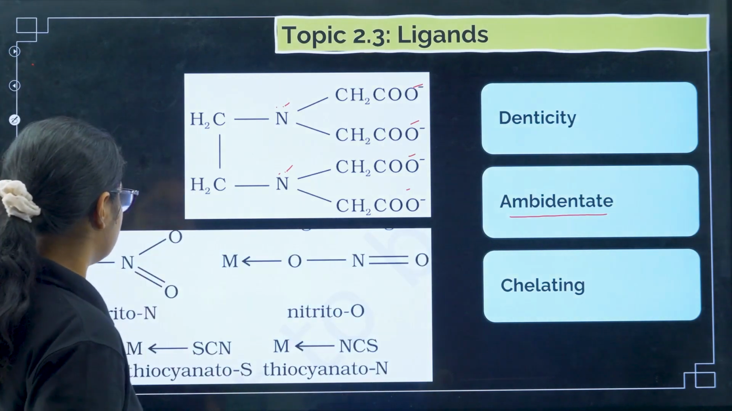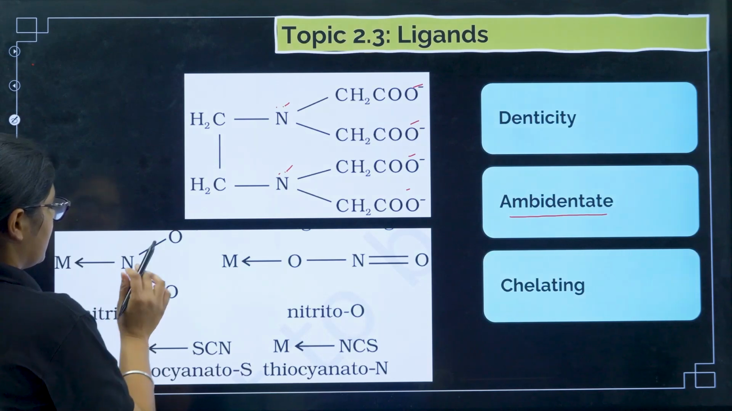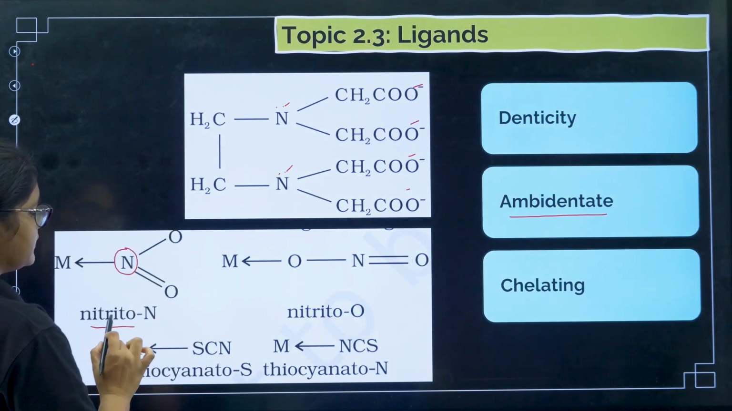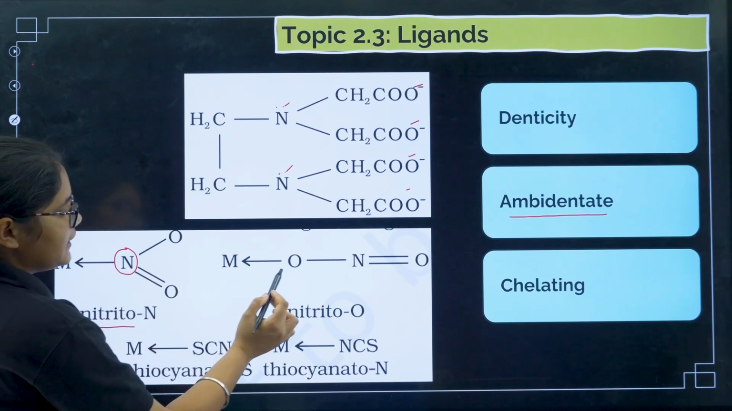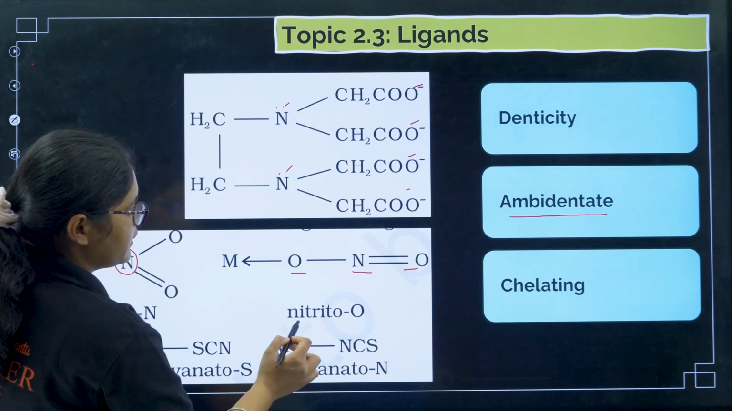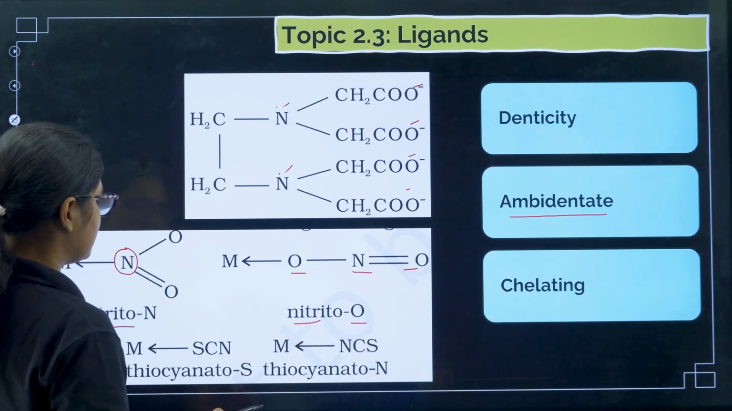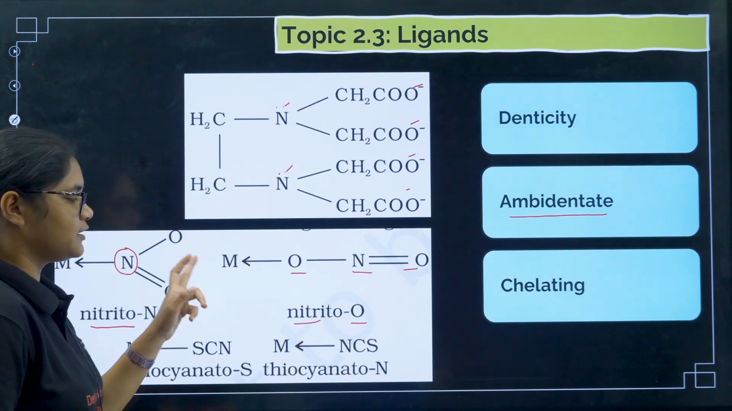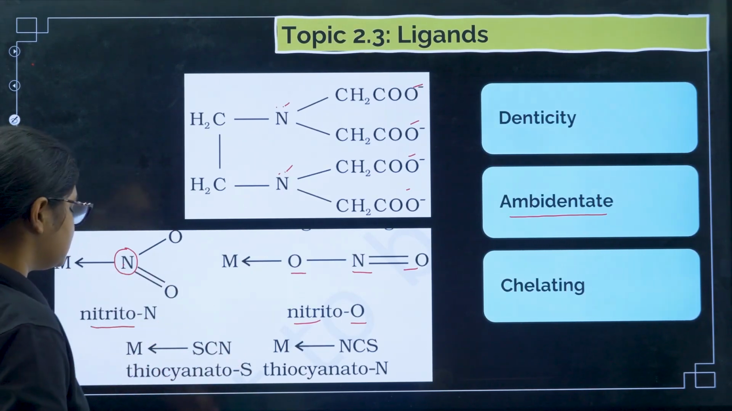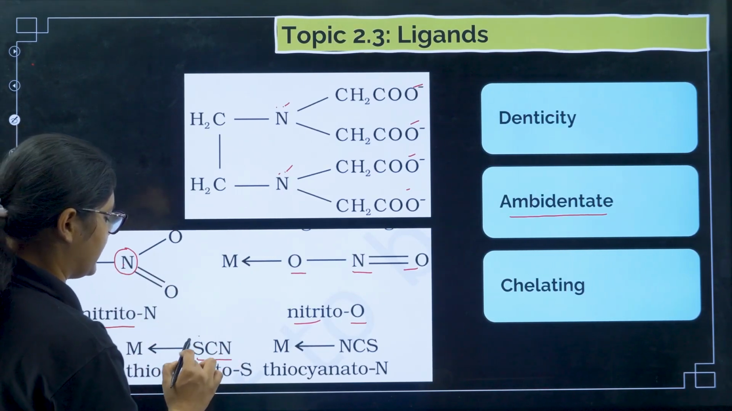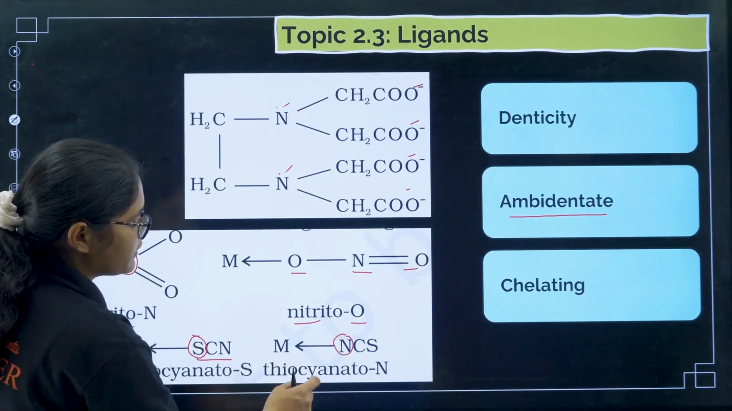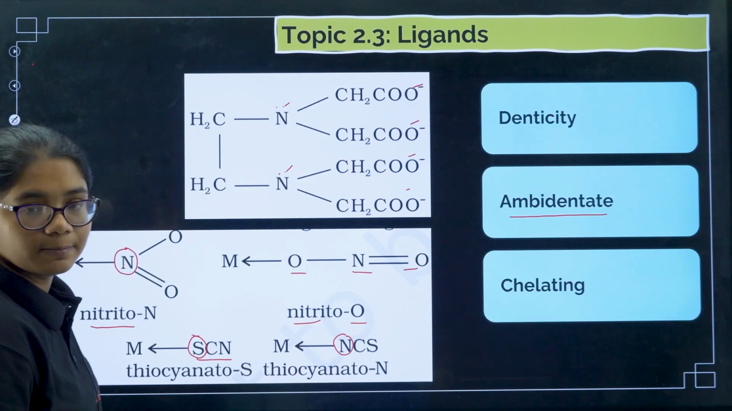You can see the example here. You have NO2, nitrito. If nitrogen is forming the bond with the metal, we call this nitrito-N. And if you have ONO, where oxygen is forming the bond, we call it nitrito-O. So nitrogen is available, oxygen is also available, but at one time only one atom forms a bond with the metal. Similarly, we have SCN, where if S is forming the bond, we call it thiocyanato-S, and if N is forming the bond, we call it thiocyanato-N.